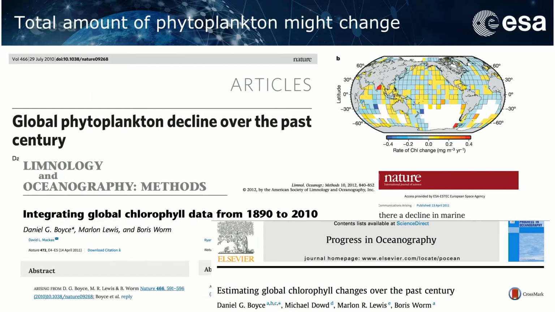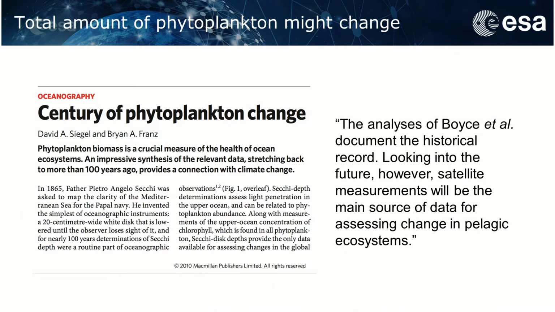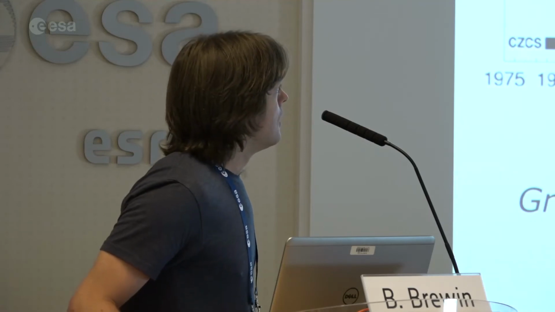Now, what I quite liked about this paper is with these Nature papers, there's often a sort of a preempt. Someone comes in and writes a little bit about the paper. And so this was written by a couple of scientists, one at NASA, another in the US, who both work with a lot of satellite observations, and they argue in this paper that the analysis of in situ data document the historical record. Looking into the future, however, satellite measurements will be the main source of data assessing change in pelagic ecosystems. So moving forward, it will be the satellites that we rely on in order to monitor phytoplankton.